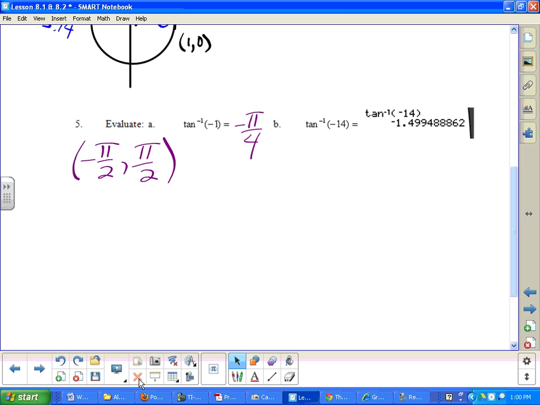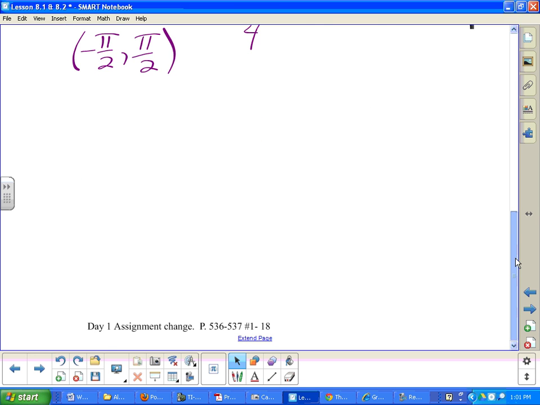That's almost on the y-axis then, isn't it? Because negative 1.57 is negative pi over 2. So that means that when I take y divided by x there, I'm going to get negative 14. So that means the y value is going to be much bigger than the x value in that case. All right. Okay.